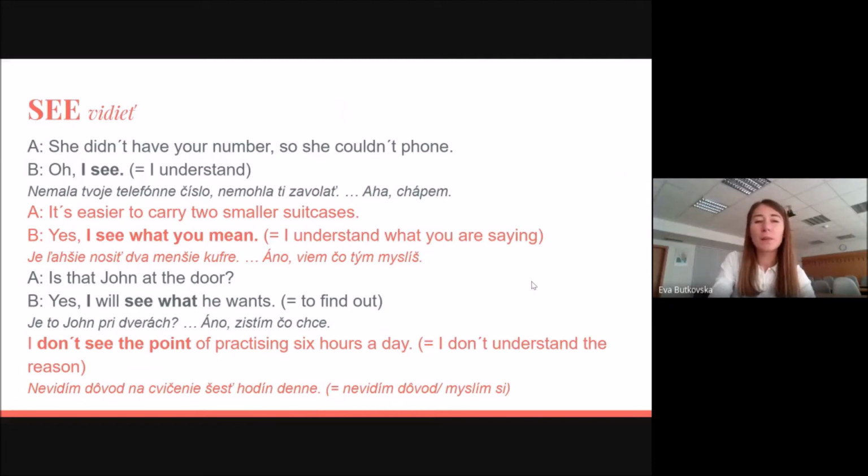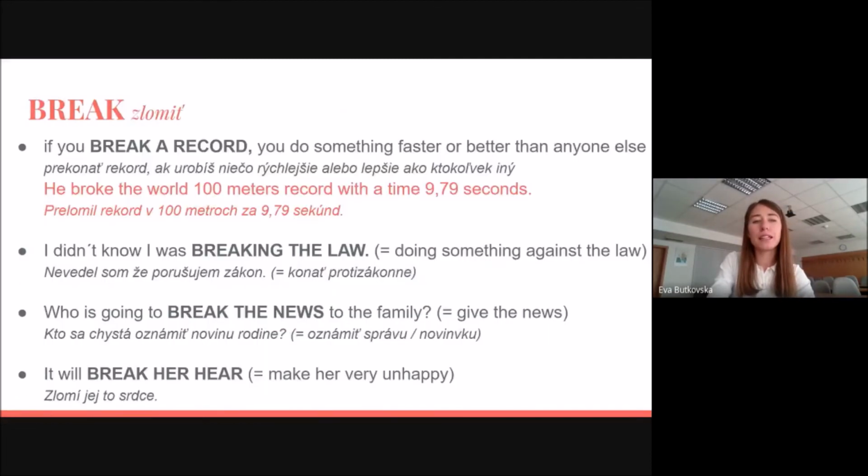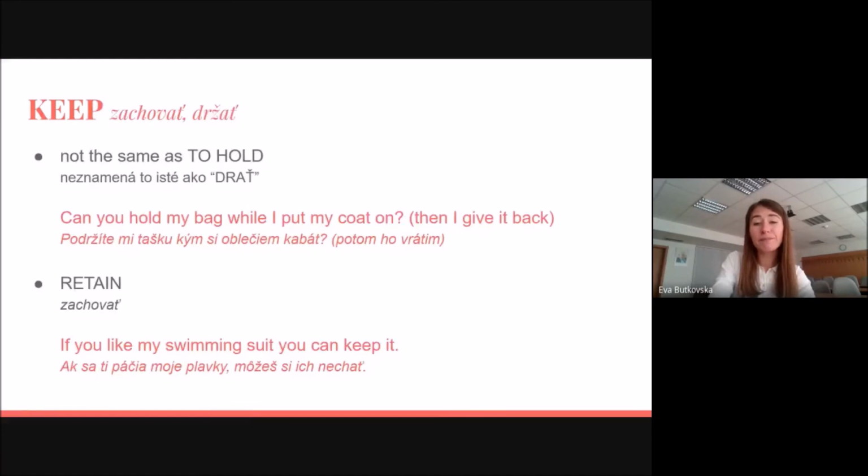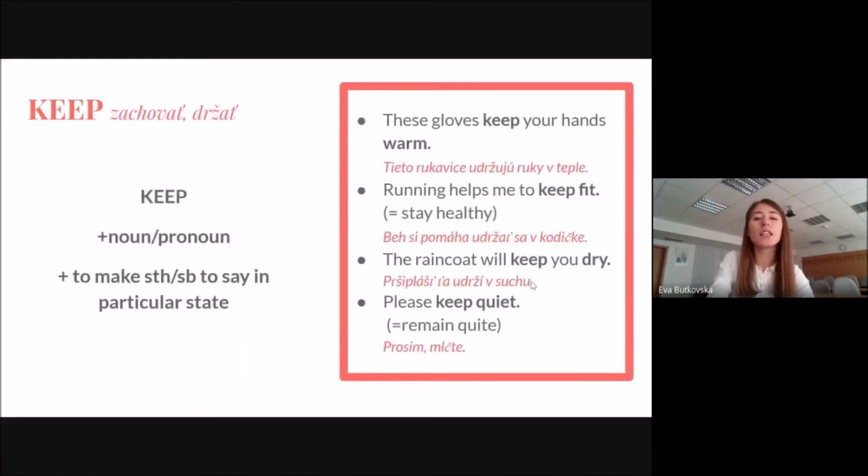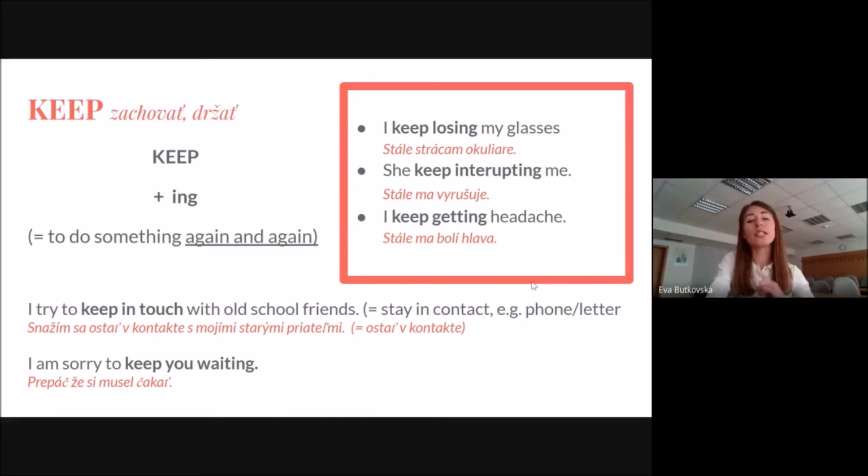Okay, so now we will do some exercise, but remember the meanings of keep. Keep something or somebody in a particular state: keep fit, keep quiet, keep warm. Keep doing something again and again. So that was the keep phrases.